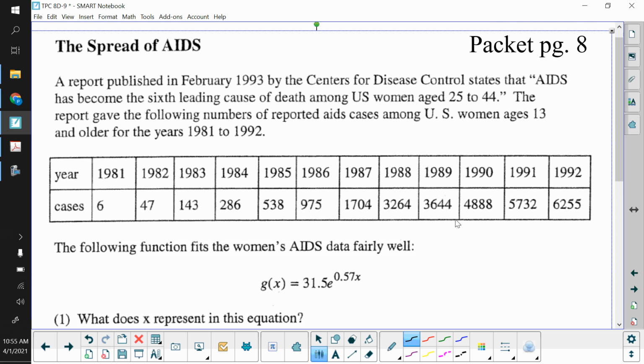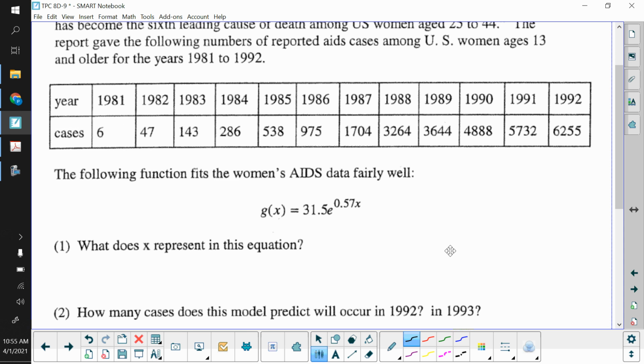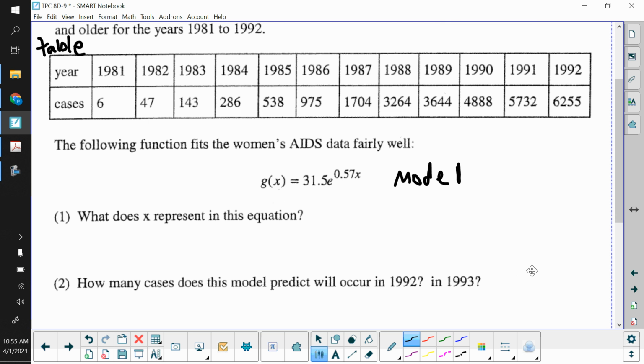First thing to point out is they give us a table and they give us an equation to begin with. Anytime they say in the question table, you should be using the table. Anytime it says model, you should use the equation. So if it says according to the model, that means according to the equation. We're going to be letting X equal the years since 1980, so you can fill that in right now. Again, this is on page 8.